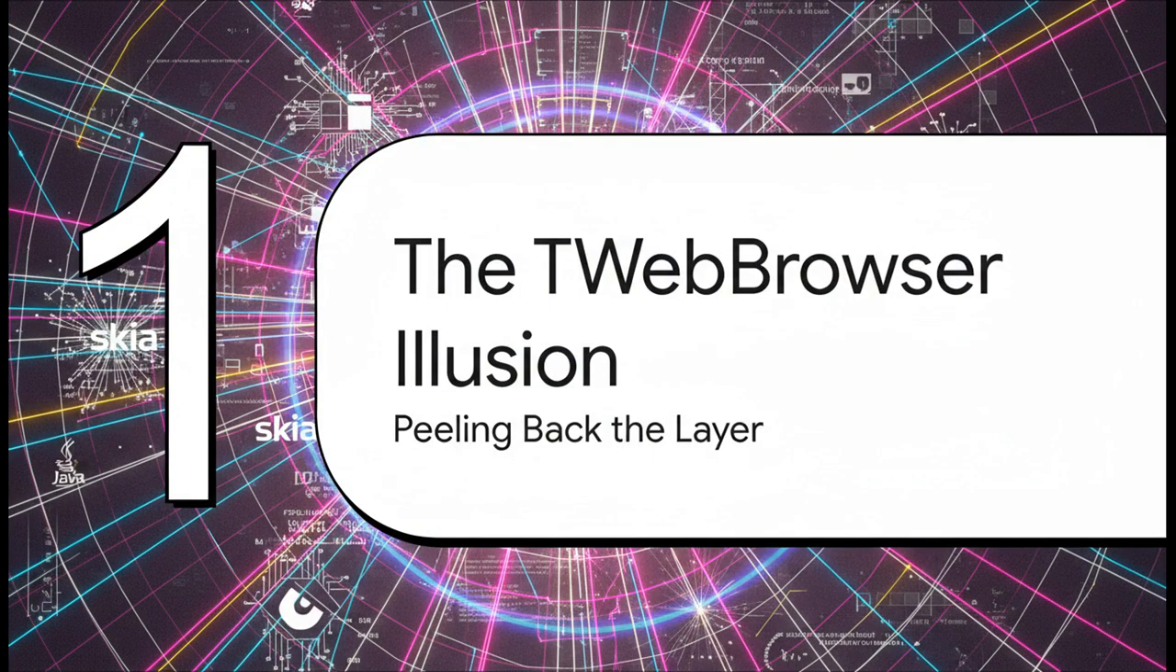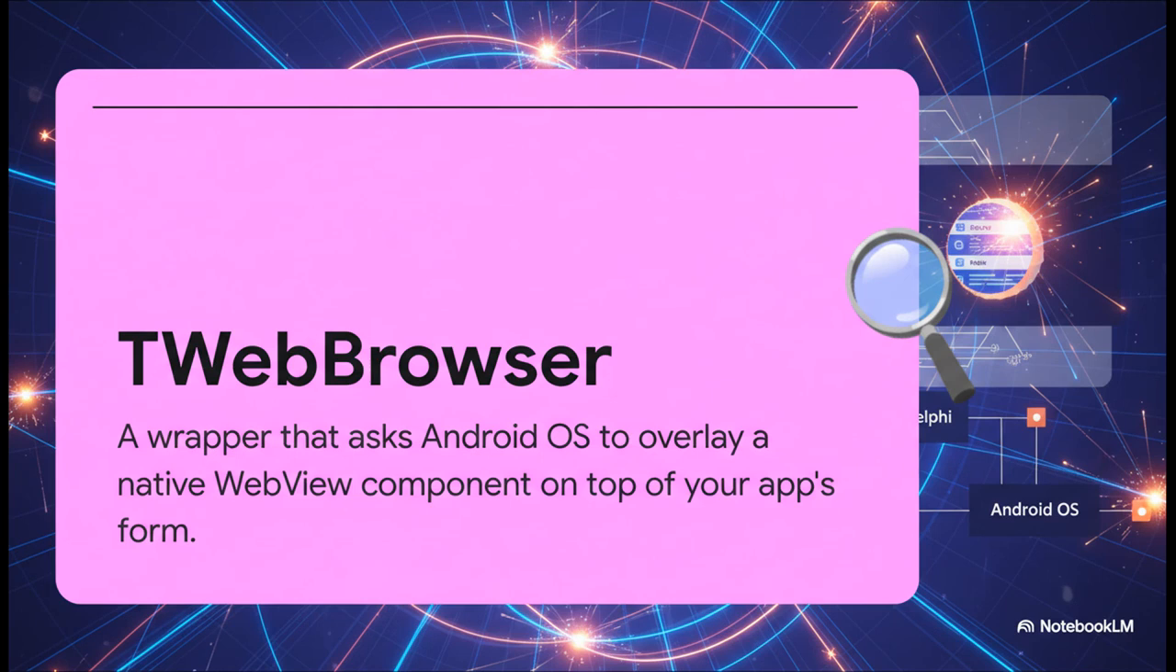Okay, first things first. To speed this thing up, we have to pull back the curtain and understand what TWebBrowser really is, because spoiler alert, it's kind of an illusion. This is so important to get. The TWebBrowser component itself doesn't actually draw any pixels on your form. Think of it like a window cut out of your app. Your Delphi code is basically telling Android, hey, see this hole? Shove your real native browser engine right on top of it. Understanding that it's just a wrapper is the key to unlocking its true power.